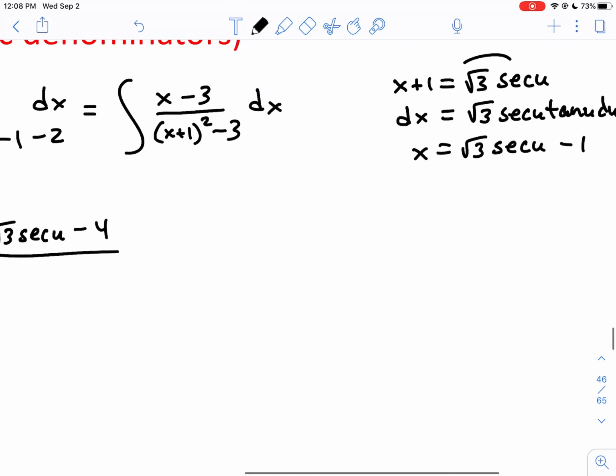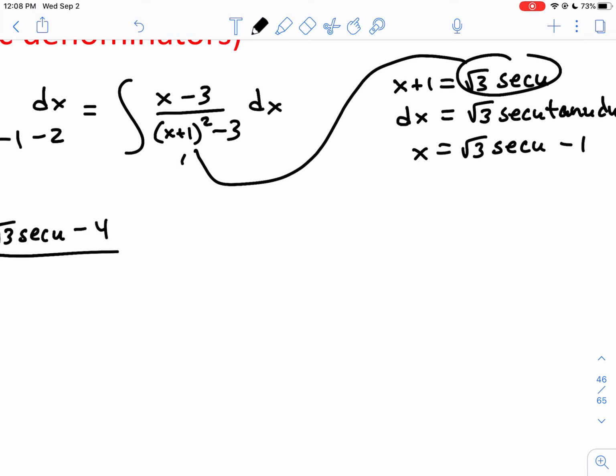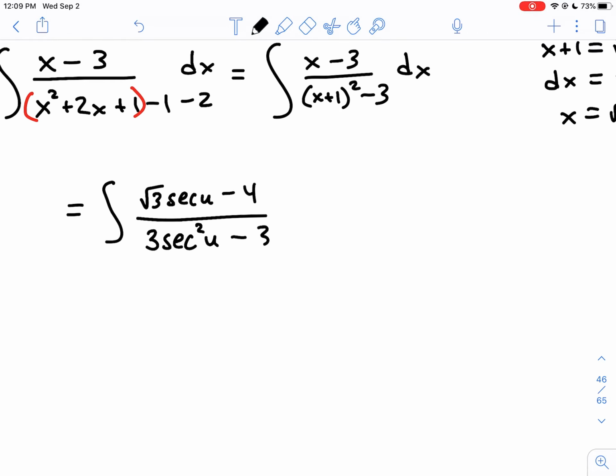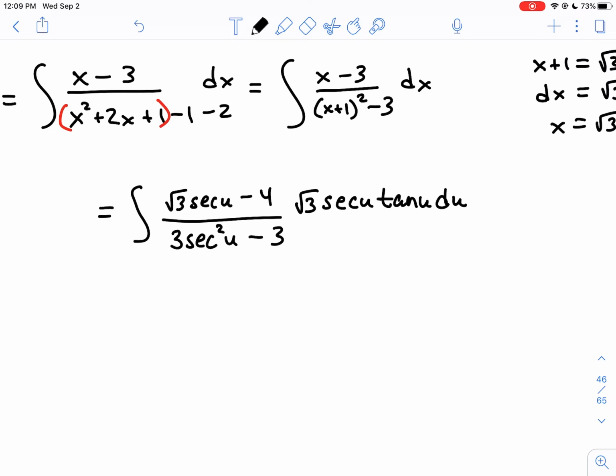Denominator. I'm going to plug this radical 3 secant u into that x plus 1 and then square it. So I'm going to do the squaring as well in the same step. And when you square it, you get 3 secant squared. And then we have a minus 3. And then the dx became radical 3 secant u tangent u du. So this is looking really messy right now, but it's going to simplify into something that we can actually integrate.